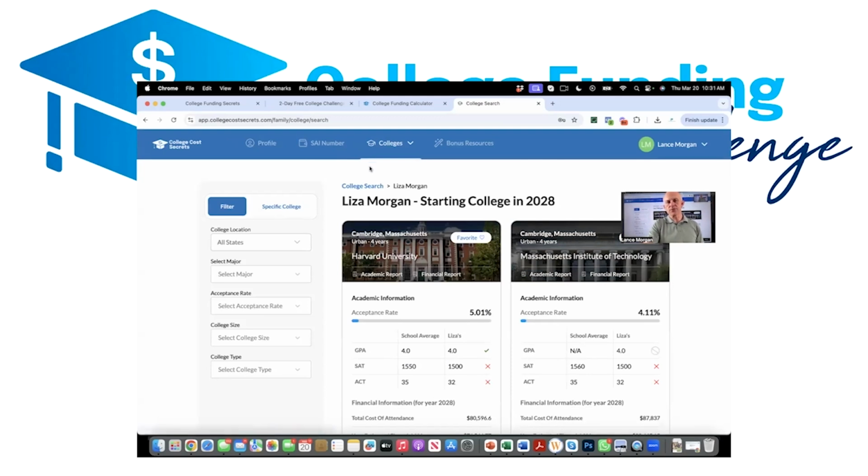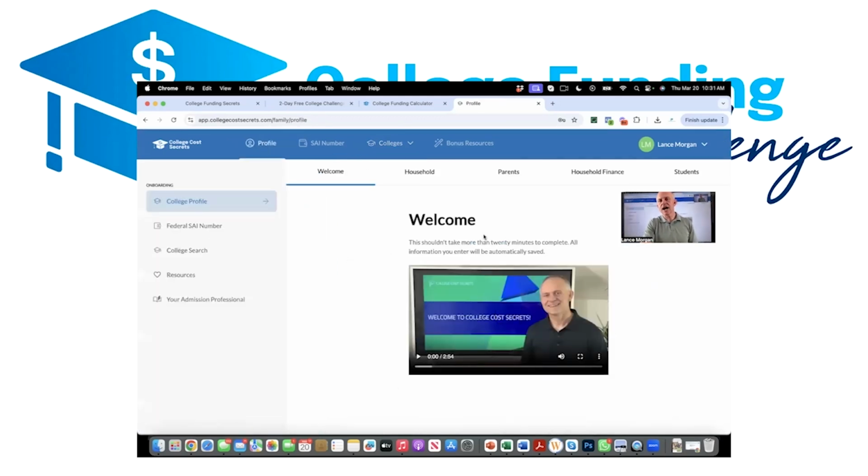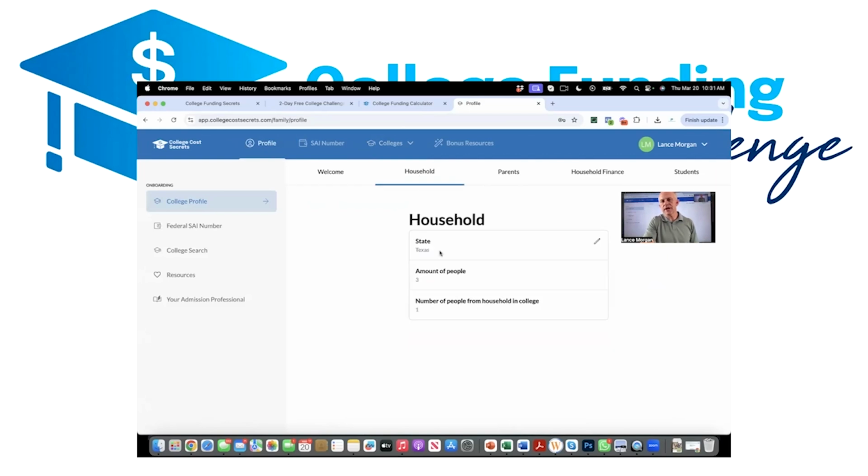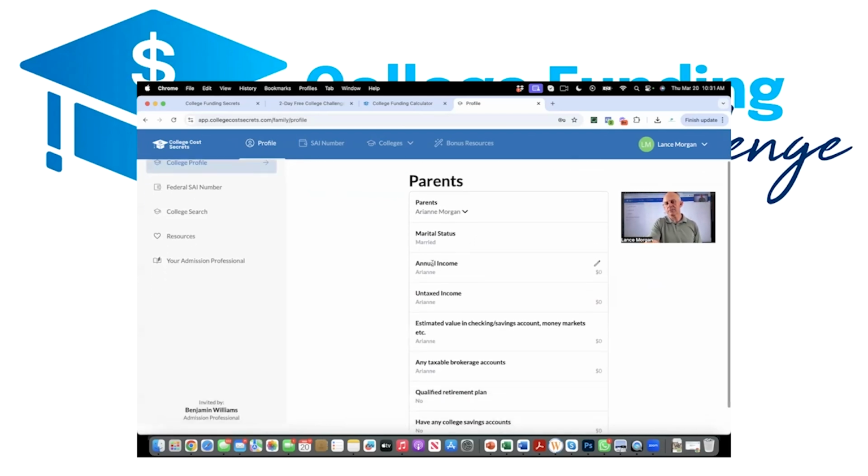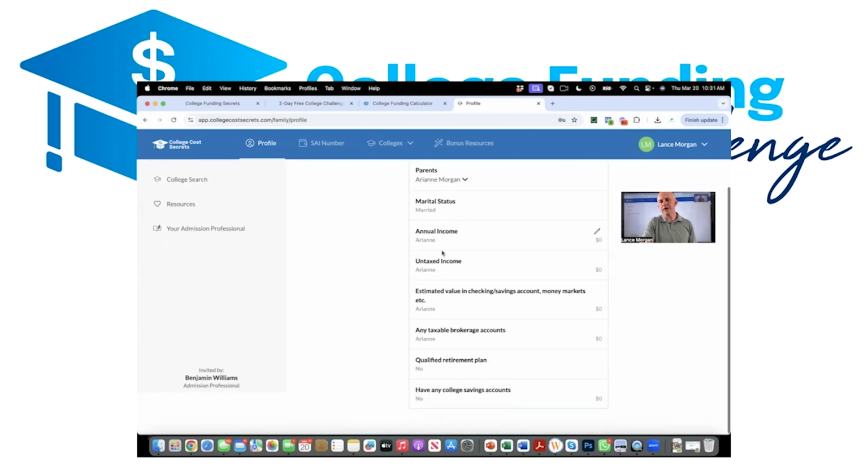And in this software, you're going to enter your information about your household, how many people are in your household, how many people are going to college. You'll go over the information about each of the parents, whether they're married, what your income is. Now, notice that I have zero income on all of these. So let's go ahead and play around with this, because remember, I showed you how to have a zero income and pay zero in taxes.